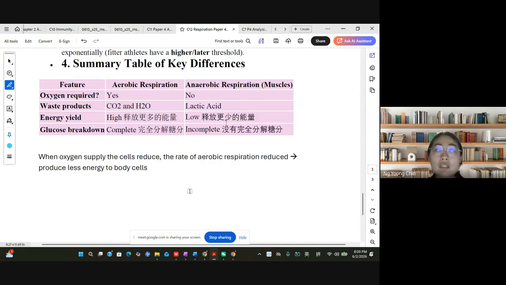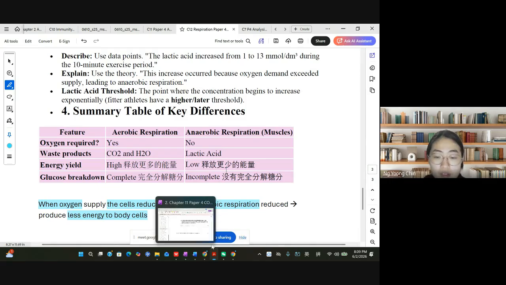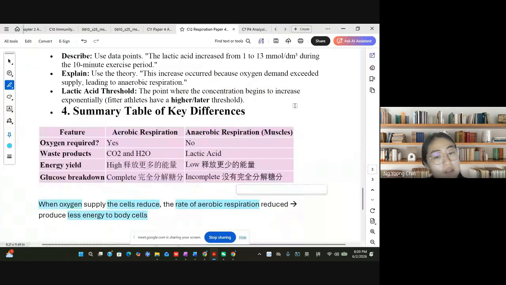When the blood flow to that target organ is reducing, the oxygen supply to the cell also reduces, because you require the blood as a carrier to carry oxygen to the body cell. If lesser blood reaches that target organ, oxygen will also be diffused lesser. So that organ or tissue will have a lower rate of aerobic respiration, and they will produce less energy for the body cell. Generally it's just like this.